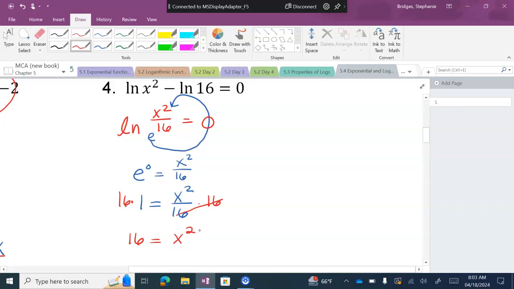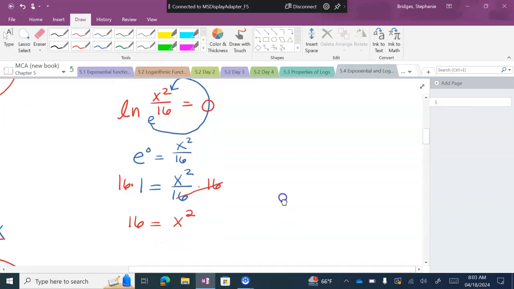How do I solve for x now? Take the square root. Now remember, when we take the square root, what do we put in front? Plus or minus. The square root of 16 is 4. A positive 4 and a negative 4 is what I have as an option for an answer. But remember, our argument can't be negative. That doesn't mean negative 4 can't work.